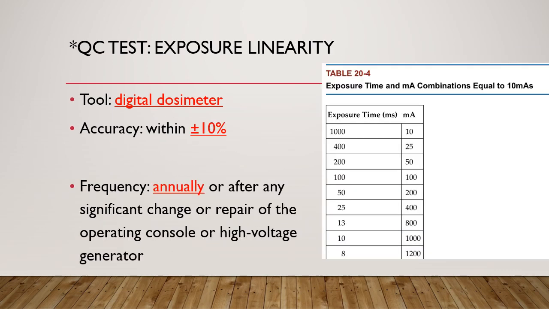Exposure linearity also uses the digital dosimeter. We're going to take exposures using different mA and different time stations that equal the same mAs. The accuracy has to be within plus or minus 10%. This is performed annually or after any significant change or repair of the operating console or high voltage generator is made.